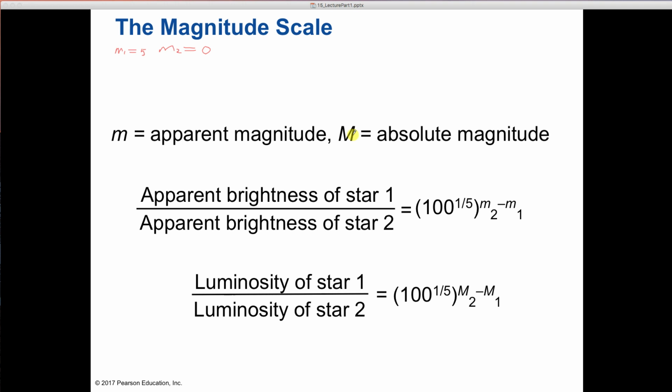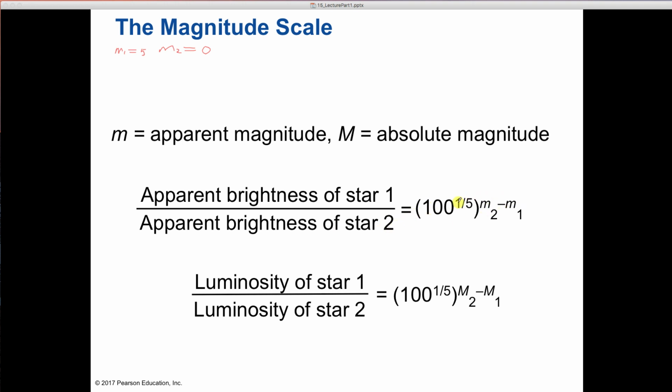So the absolute magnitude is more of a comparison of the luminosities, and the apparent magnitude is more of a comparison of the apparent brightnesses. And so we'll look at those. These two equations allow you to calculate not the actual brightness of one of the stars, but just how two stars compare with each other. So the apparent brightness of star number 1 divided by the apparent brightness of star number 2 is given by this stuff over here on the right.